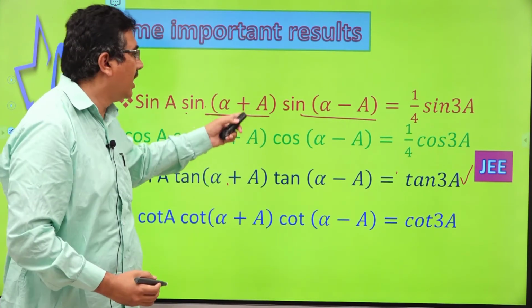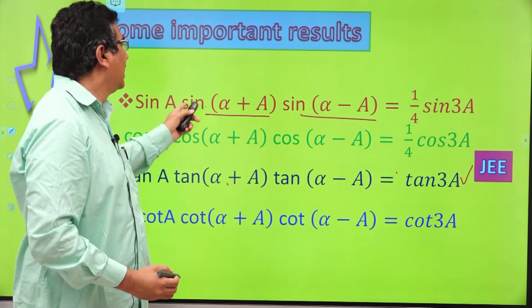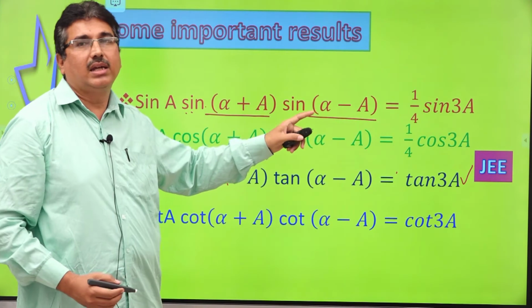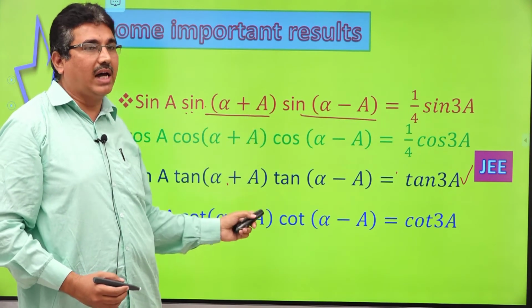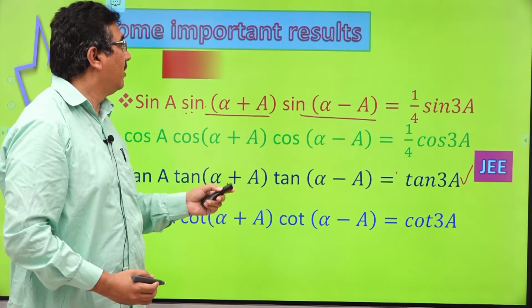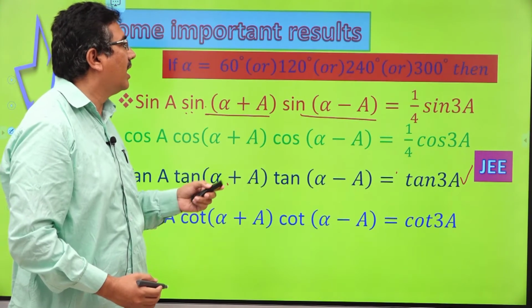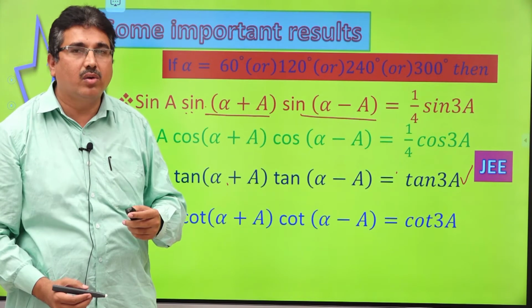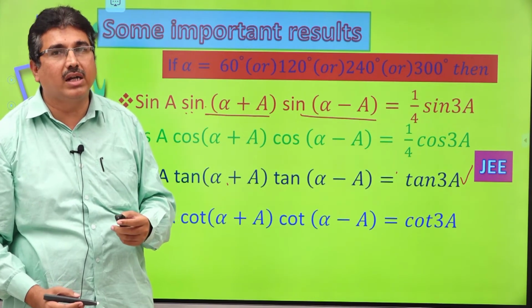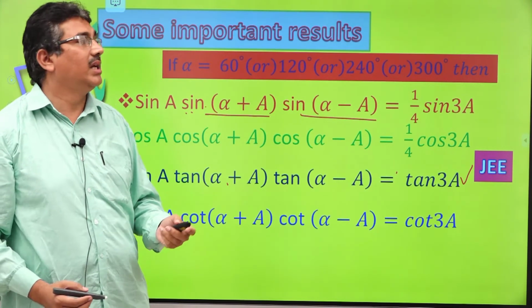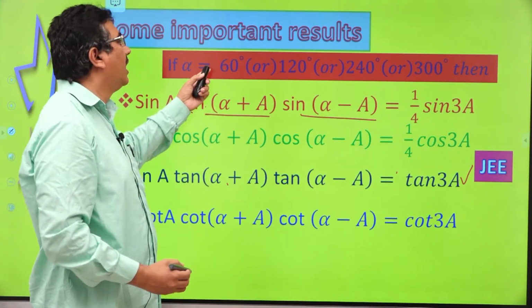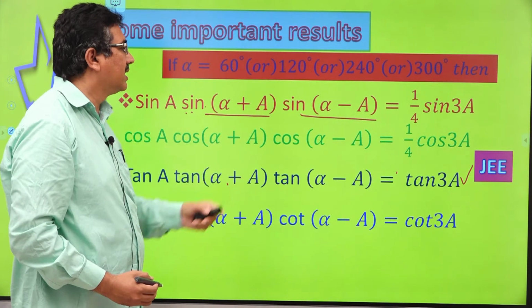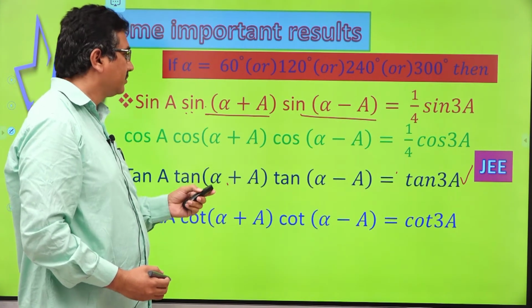What is the value of alpha in this formula? The result comes in terms of angle A. What is the value of alpha? The value of alpha is equal to 60 degrees or 120 degrees or 240 or 300. If you take any of these values of alpha, the result holds. Okay, right.